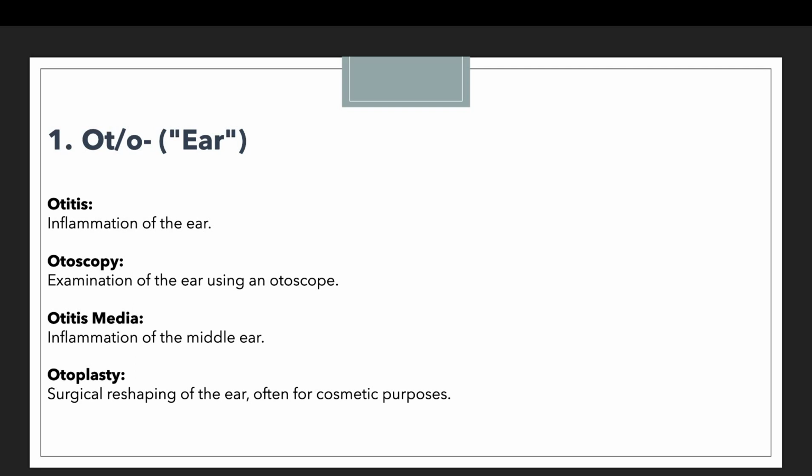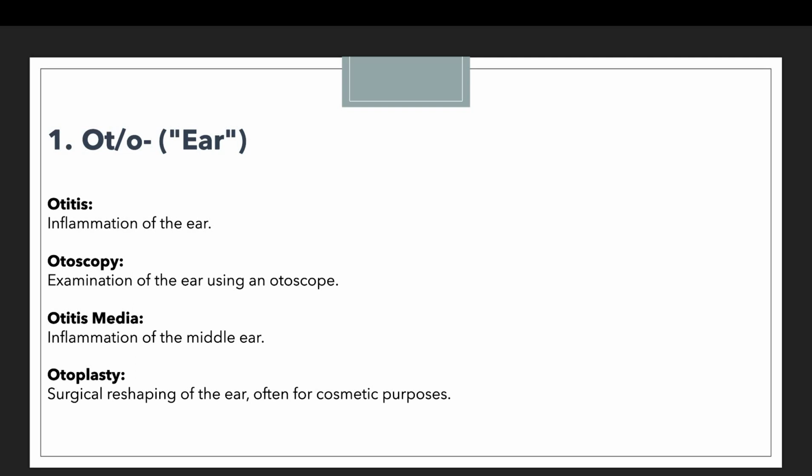This is why we are learning the prefixes with examples, because once you are comfortable with the examples, it will be very easy for you to identify the meaning of any medical terminology. Similarly, the second example is otoscopy. What is otoscopy? Otoscopy means examination of the ear using an otoscope. Again we are talking about the ear, that's why we are using the prefix oto.